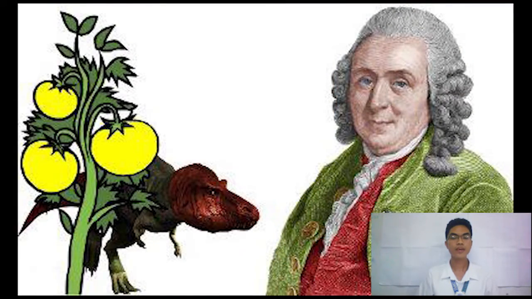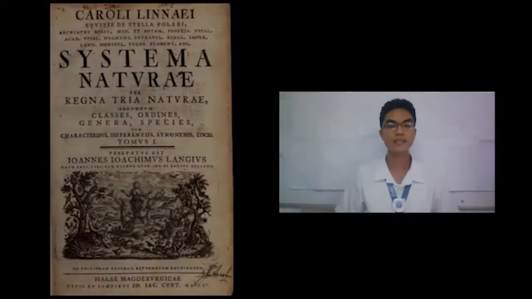So let's come now to the schemes of classification. Carolus Linnaeus, in 1735, a Swedish botanist and a medical doctor, published a book entitled Systema Naturae that introduced the scheme of classifying living things based on structural characteristics, known as the Linnaean system.